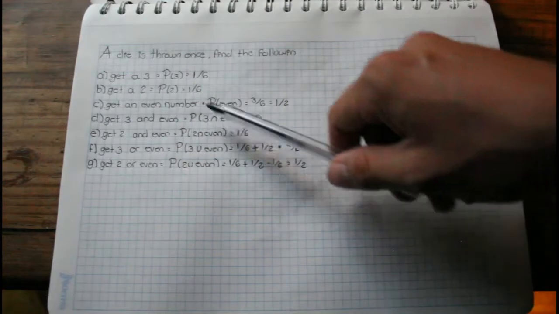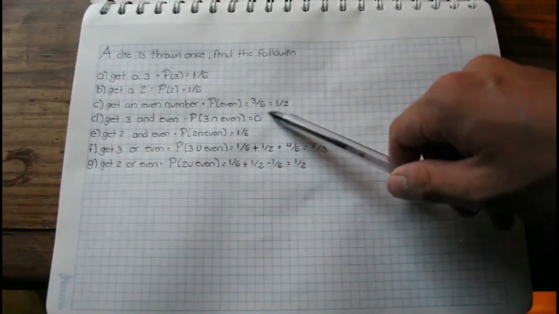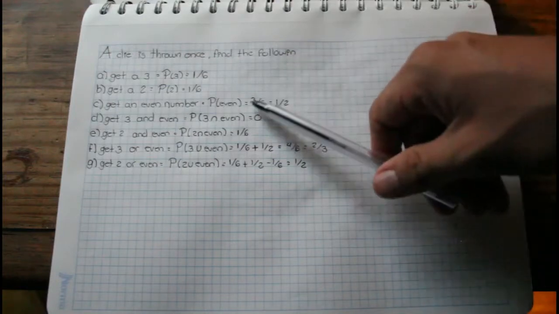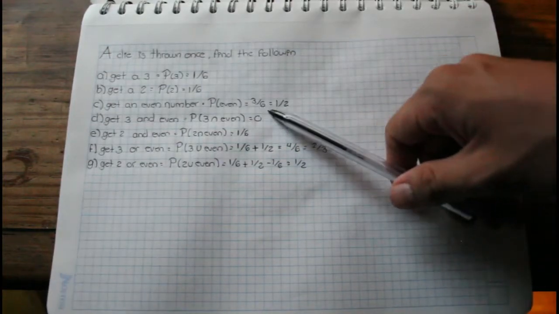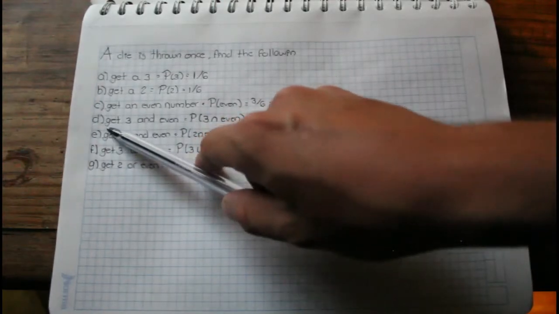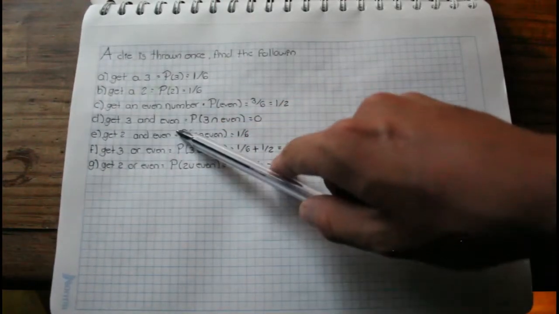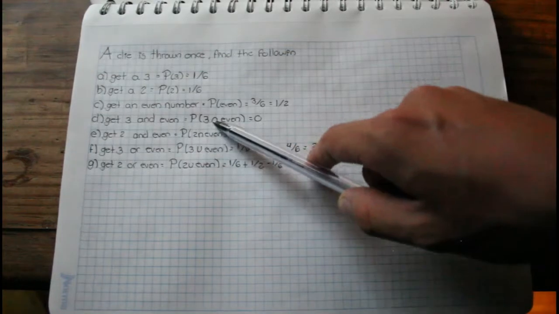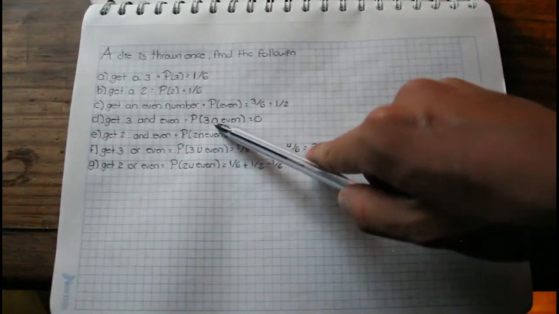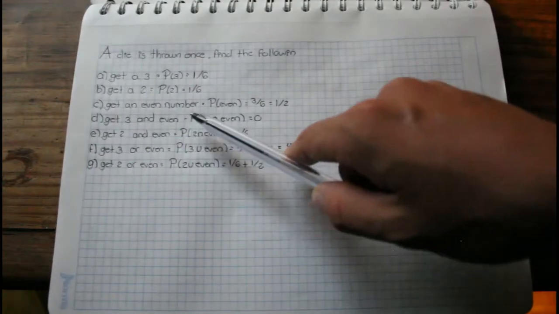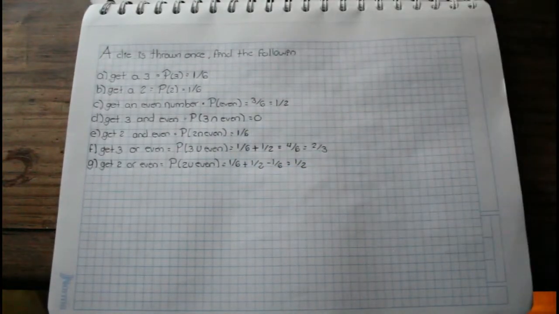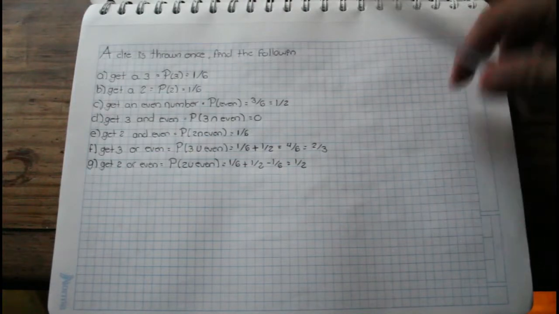Letter C says to get an even number. So P of even equals 3 over 6, because we have 3 even numbers over 6 faces, which is equal to 1/2. Then letter D asks for getting a 3 and an even number. So P of 3 and even number, explained with this symbol, equals 0 because 3 is not an even number.